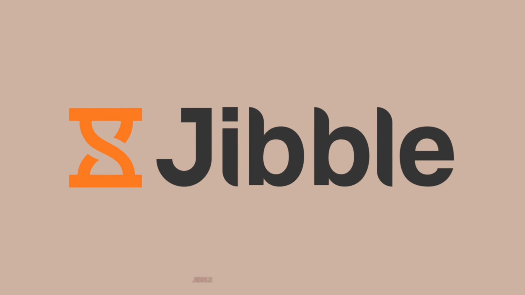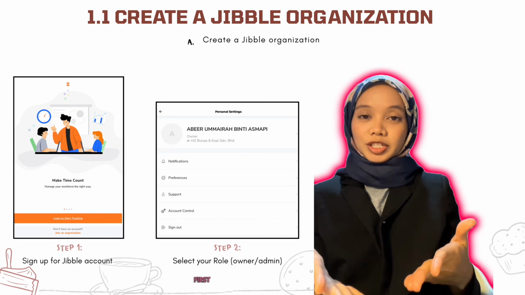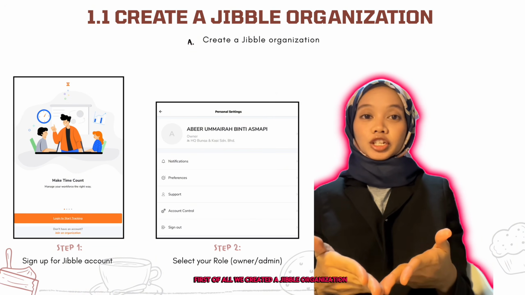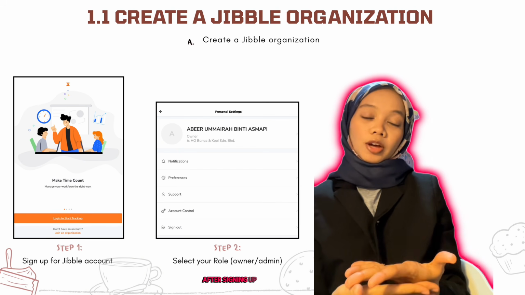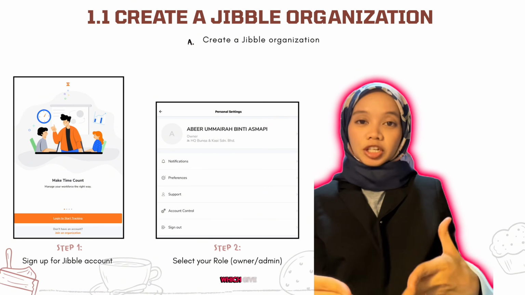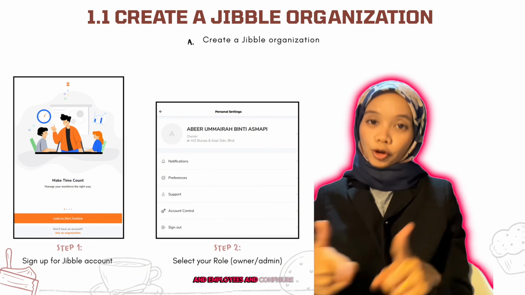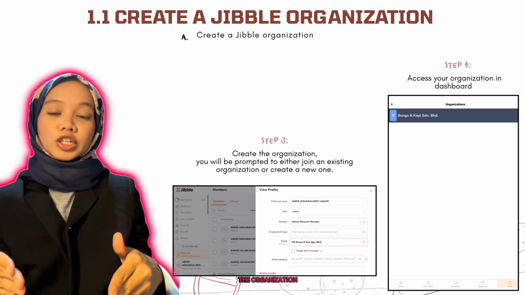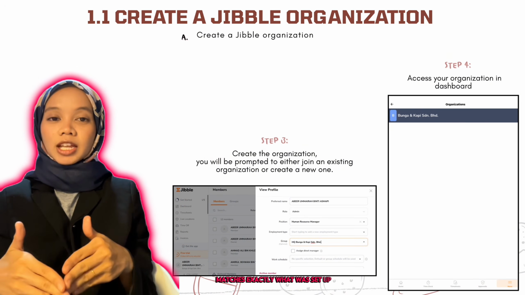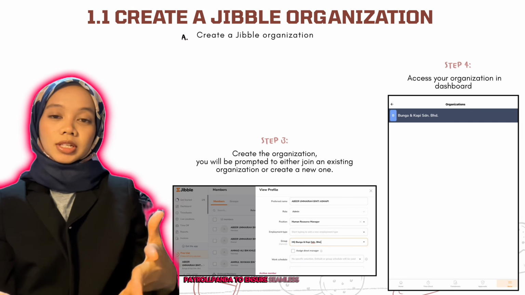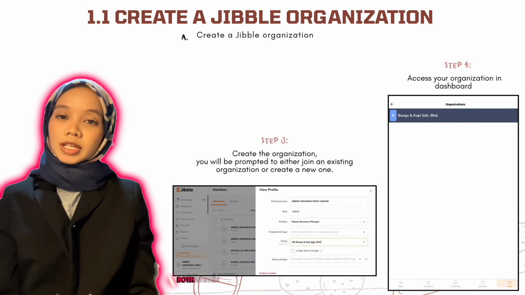Now, let's continue with Jibble implementation for Bunga and Kopi Senyum Rahat. First of all, we created a Jibble organization for Bunga and Kopi. After signing up, I selected my role as owner, which gives me full administrative access to manage all settings, add employees, and configure time tracking rules. The organization name matches exactly what was set up in Payrollpanda to ensure seamless integration between both systems.